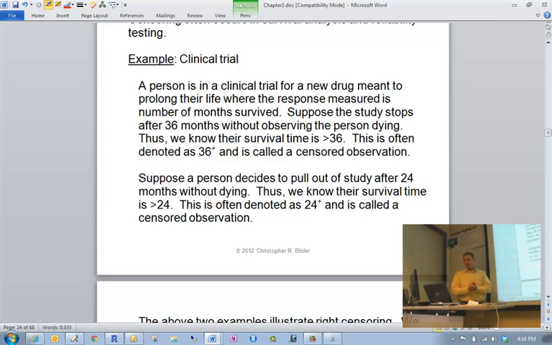Clinical trials. Definitely censoring often appears in these kinds of settings. So let's say that there's some kind of clinical trial on a new drug that's meant to prolong persistence. And clinical trials can't run forever. Suppose that there's a cap of 36 months. But maybe a person in the clinical trial has not died before the end of it. Suppose, and I know I'm using T here in a different way than we have in this class, but let's say T is survival time.